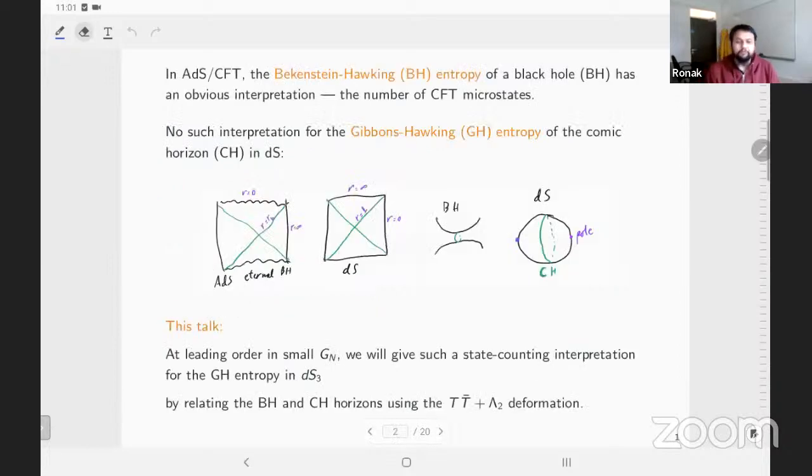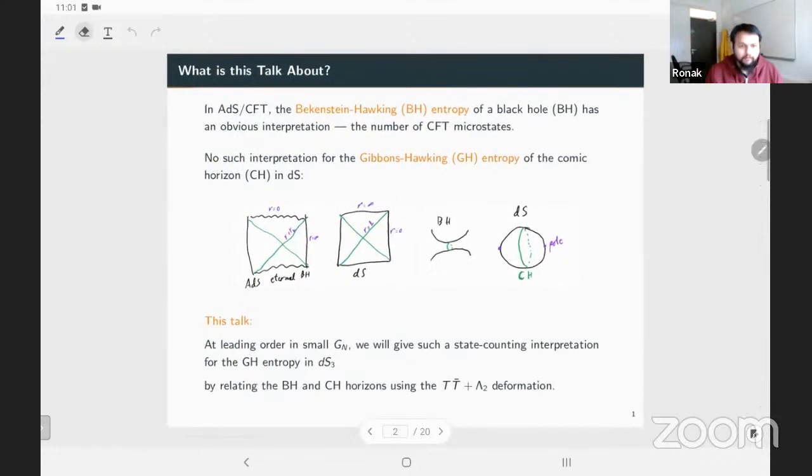So let's start with what the talk is about. So this talk is really about the entropy of de Sitter space.